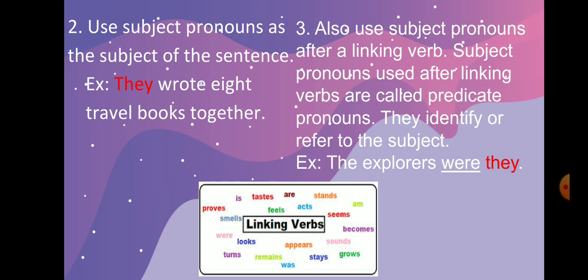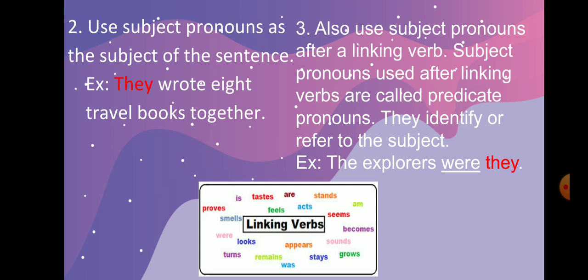Well, guys, when we have a linking verb, remember that we studied linking verbs. I'll give you a couple of examples. For example, all the verbs to be are linking verbs. Is, are, was, were. And there you have a small image of a couple of linking verbs. When you have a linking verb, the next pronoun after the linking verb has to be a subject pronoun. So look at the example.